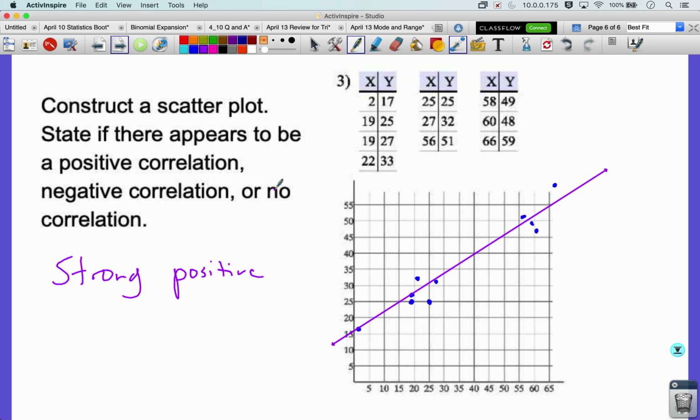Okay, so that's that for scatter plots. Now, be aware that the mastery quiz for level 7 is comprehensive of everything we've been talking about with Statistics Bootcamp, so be prepared for that.